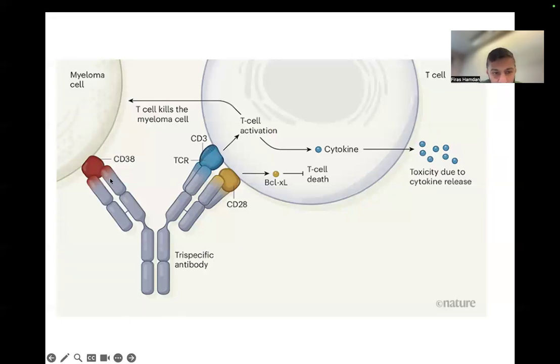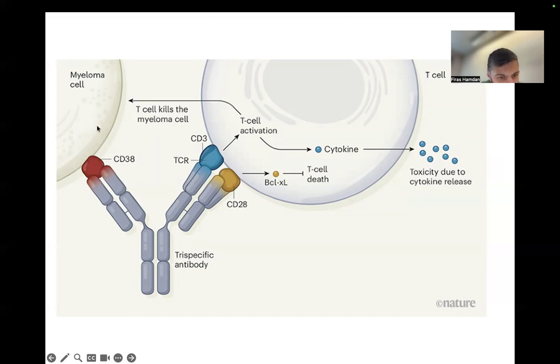One arm binds to a tumor antigen. In this case, it's CD38, so this is a myeloma cell. Myeloma is cancer coming from your plasma cells, your plasma B cells. Plasma B cells do not actually have CD19 or CD20. In myeloma cells they're downregulated. That's why you use CD38, because CD38 is very specific towards plasma cells.